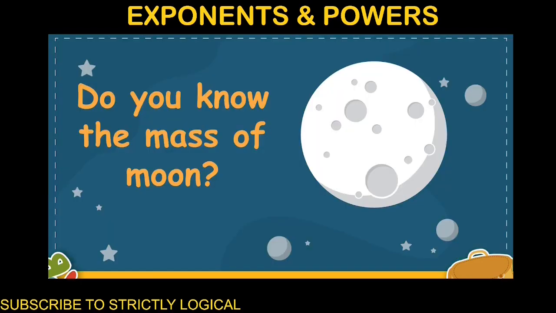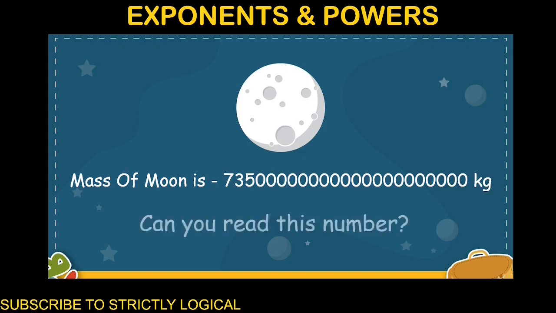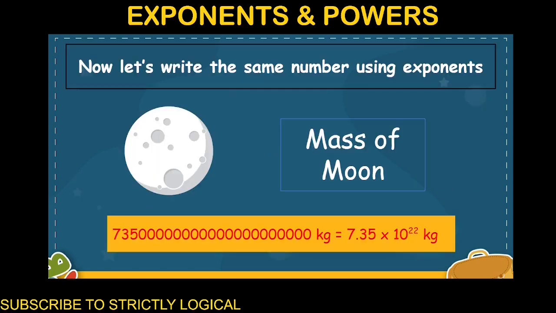As you can see, this is a moon. Do you know the mass of the moon? So let me tell you, the mass of the moon is this much, 7350000 kg. Can you read this number? This massive natural number is not easy to read or even recognize all these long digits accurately. So in order to give a precise evaluation of the mass of the moon, we can use exponents. So let's see how I can write the same number using the exponent. The mass of the moon can be written in the exponent form like this, 7.35 into 10 to the power 22 kg.